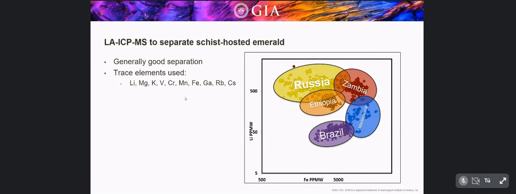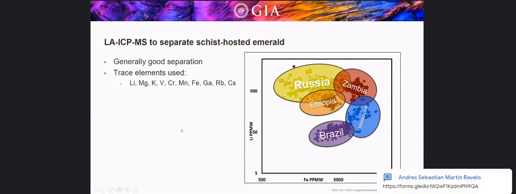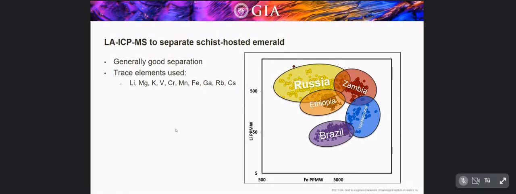And so, for instance, we have very specific fields for Russia, Zambia, Ethiopia, Madagascar in this plot showing lithium versus iron. Now, we use a bunch of other different elements like lithium, magnesium, potassium, vanadium, chromium, manganese, iron, gallium, rubidium, and cesium. These are sort of the main discriminant elements that we would use to separate emeralds from these deposits. And we have very good success with this. I would say maybe 99% of the schist-hosted emeralds that come through the lab can be separated with pretty good confidence using this technique.